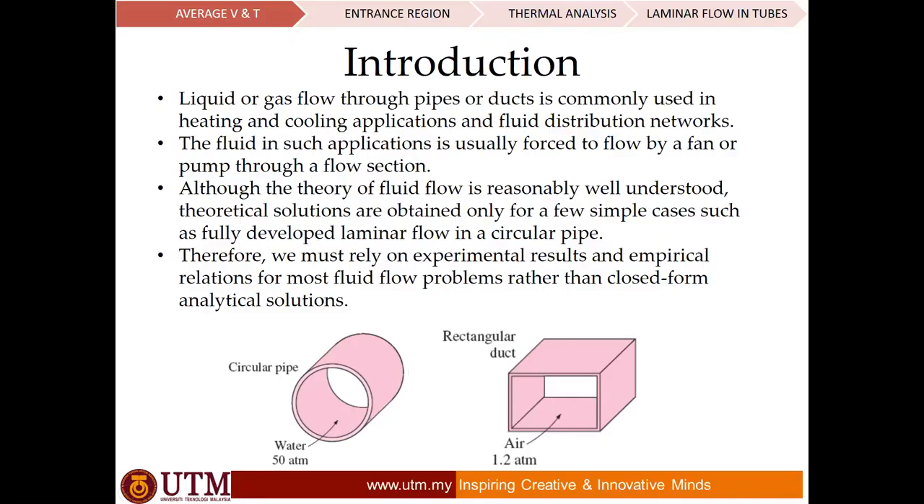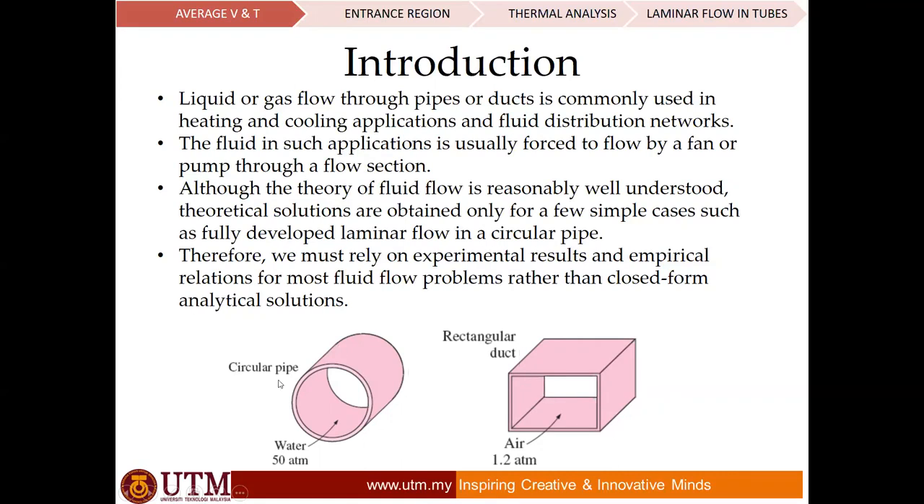So there is a bit of difference between internal and external flow in terms of flow physics. That's why you have a different chapter for internal flow and a different chapter for external flow. Liquid or gas flowing in pipes or ducts is commonly used in heating and cooling applications and food distribution networks. The fluid in such applications is usually forced to flow by a fan or pump through a flow section. Although the theory for this in fluid mechanics is reasonably well understood, a theoretical solution is obtained for only a few simple cases. If you have a complex boundary condition, it's difficult to solve.